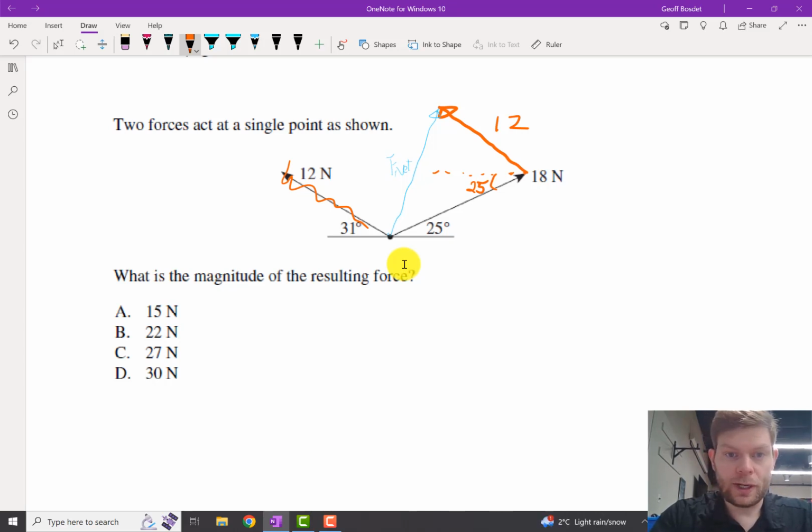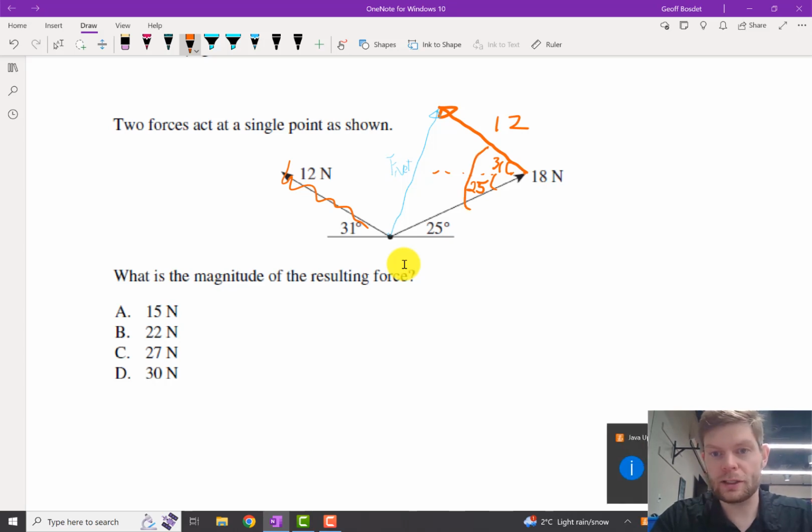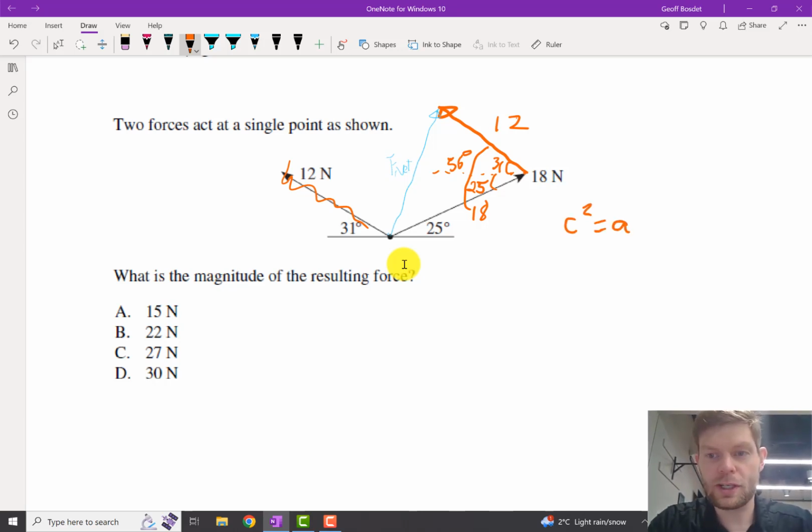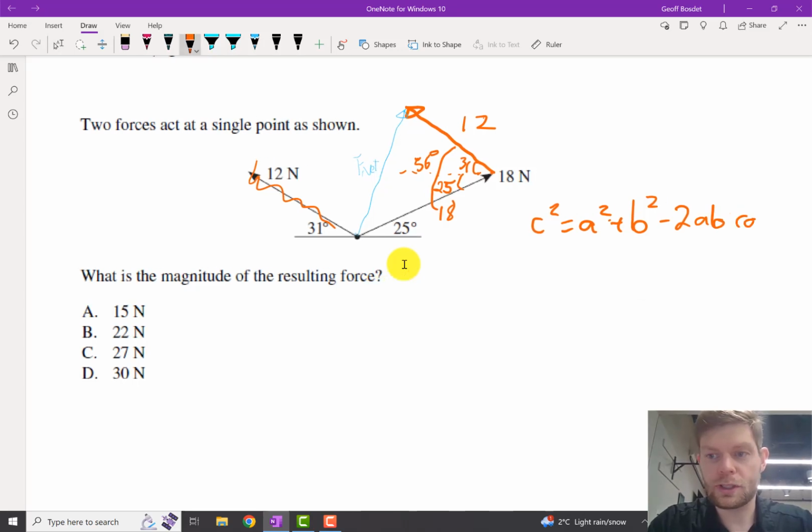Now, I know my 12 Newton force also makes an angle of 31 relative to the horizontal. So I've just shifted it up. It's still 31 right here, leading to a total angle here of 25 plus 31, or 56 degrees. So I've got two sides. I got 18 and 12 and the angle between them, a side angle side sandwich. Anytime you're doing that, you can use big boy Pythagoras, also known as c squared equals a squared plus b squared minus 2ab cos c.